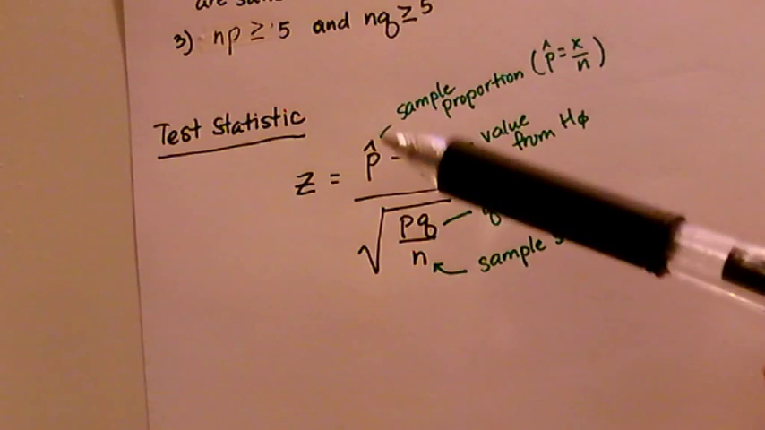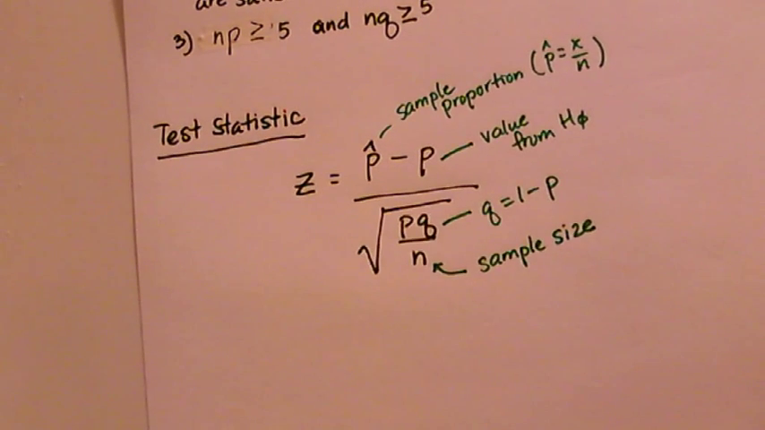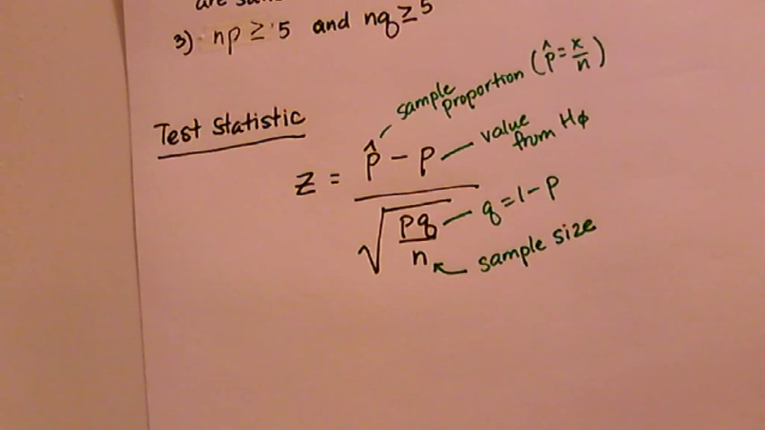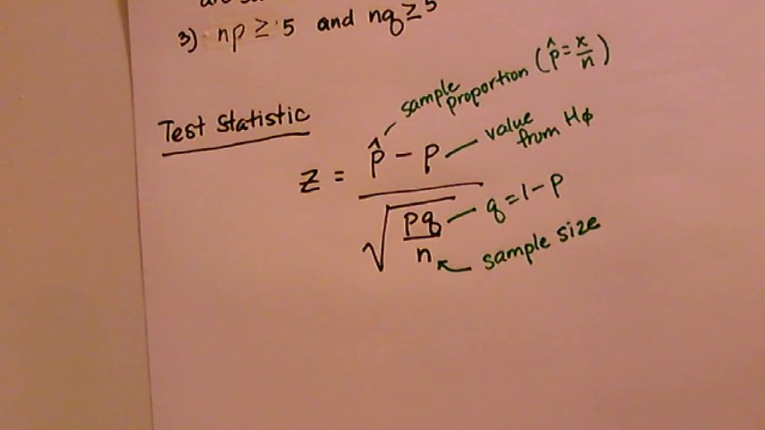Now, what do these variables mean? In this case, p hat is your sample proportion, where p hat is always x over n. In some cases, you're not given the p hat directly, because you might be given the number of successes and the sample size. So to calculate p hat, you use x divided by n. And then the value from your null hypothesis, that's going to be your p. And then q, once you know what p is, that's simply 1 minus p. And then n is just simply the sample size.